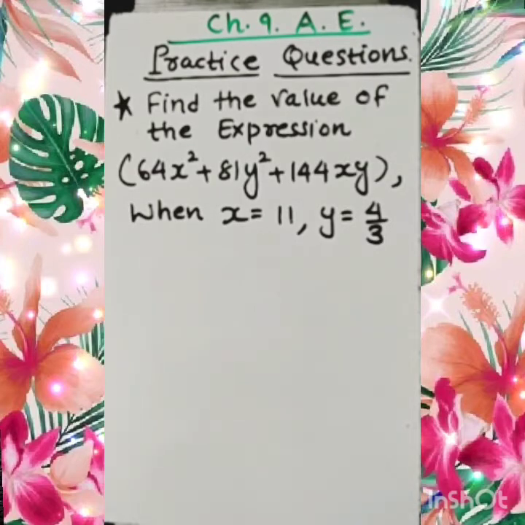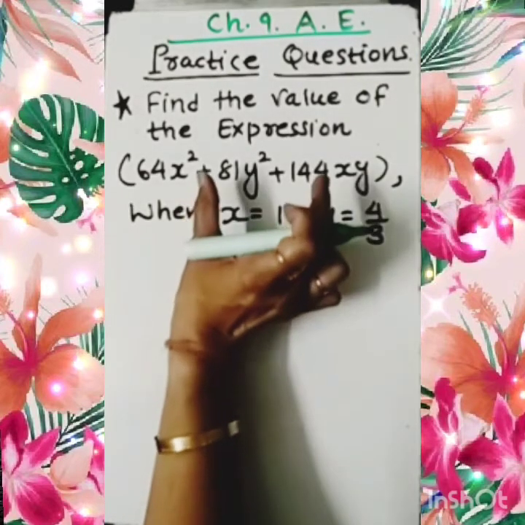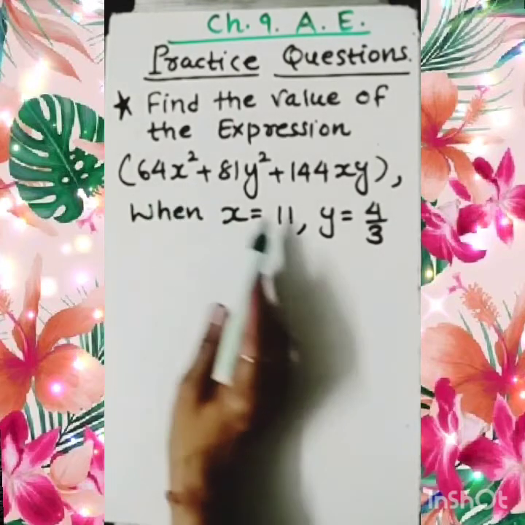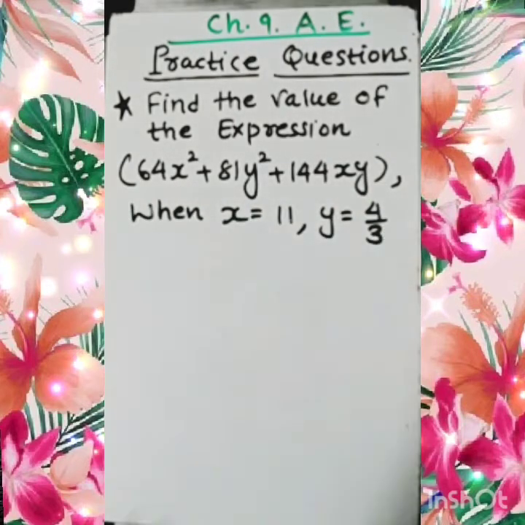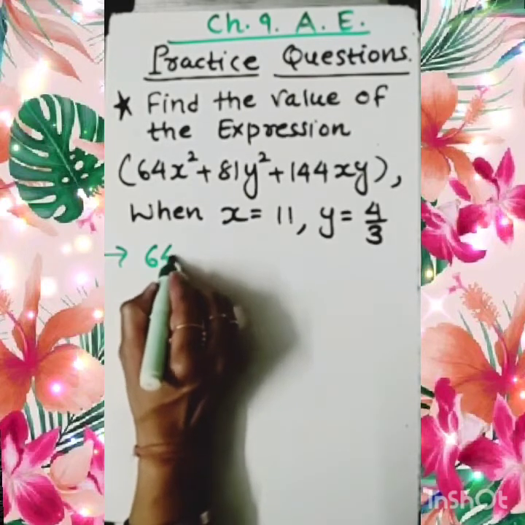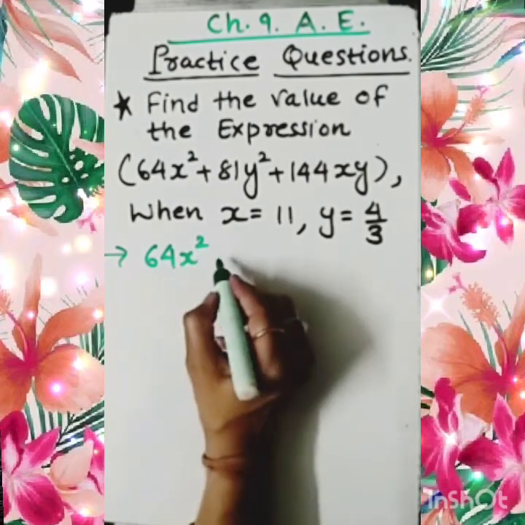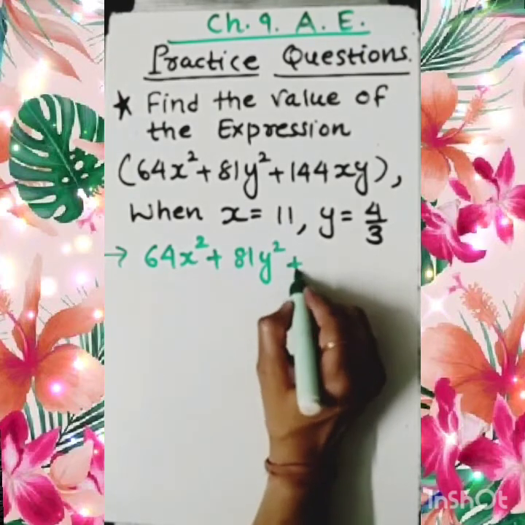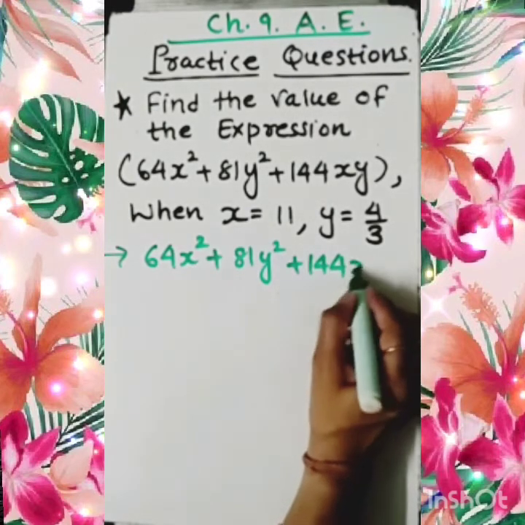It means that first we need to simplify, then we will apply the value, because some of the students just start trying to put the value directly in this algebraic expression, but we need not do like that. So dear student, let me show how to go with that. What we are given, let's note down first. 64x square plus 81y square plus 144xy. These three terms are there.